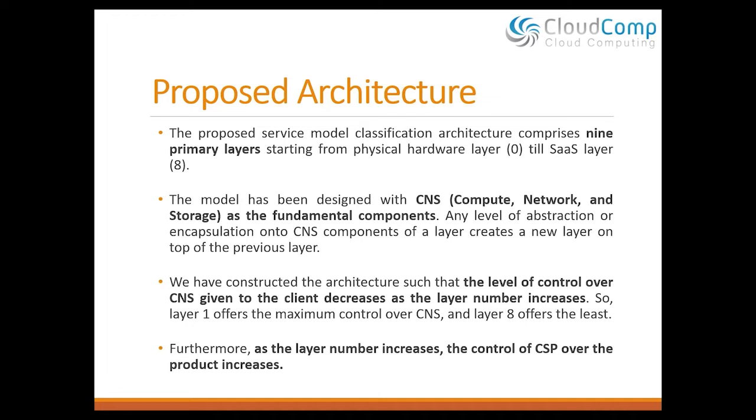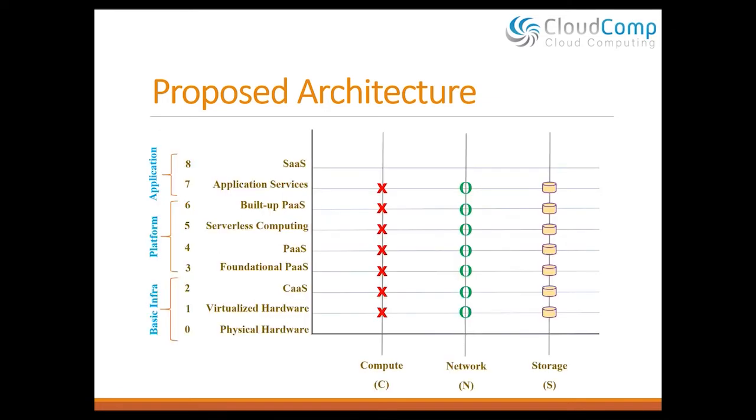So this is how it is able to resolve the ambiguity in a big manner. We'll show it also diagrammatically, with the mapping of the existing tools and services. Furthermore, as the layer number increases, the control of the CSP over the product increases, and vice versa. So just try to have a look at this now.